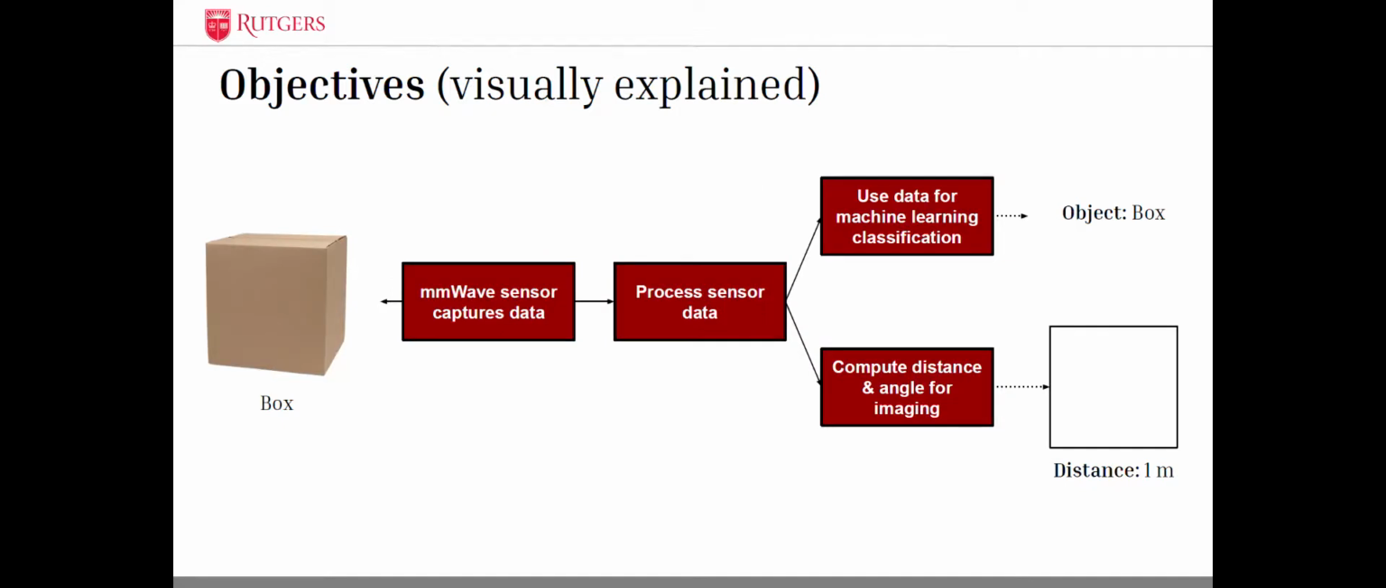Here we have a simple flowchart detailing how each sample can be processed. For example, here we have a cardboard box. The millimeter wave sensor will capture the data on the box. Then we will pre-process that data. Then we also process that data, and that allows us to do two things. One, it allows us to use machine learning classification to identify that it is indeed a box and not, for example, a cylinder. We can also compute the distance and angle for imaging, and in this case, that would give us a distance of 1 meter.